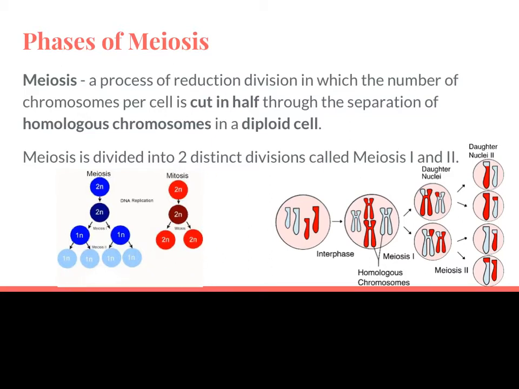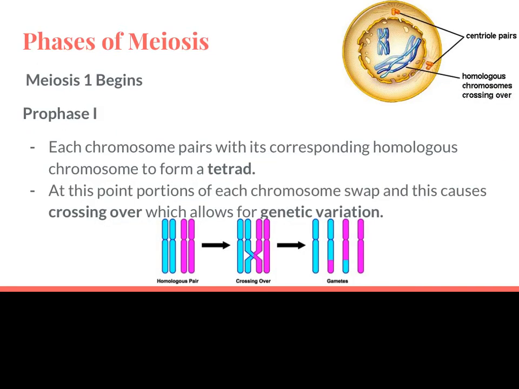Meiosis is divided into 2 distinct divisions: meiosis 1, meiosis 2. And as you can see here, meiosis 1, meiosis 2. The goal, at least for sperm and egg, is to make 4 haploid cells. So 4 cells with half of our genetic information. All right, so here's our first one.